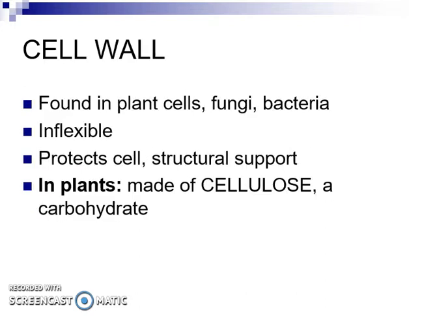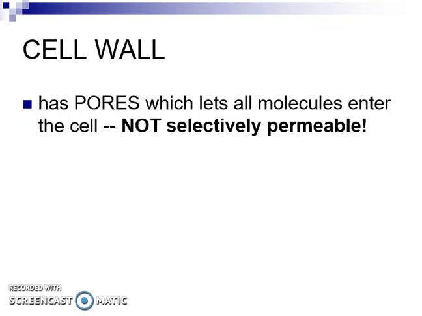Your cell wall is found in plant cells, fungi, and bacteria. It is inflexible, protects cells, and provides structure and support. In plants, it's made of cellulose, which is a type of carbohydrate. In addition, it has pores, which let molecules enter the cell, but it is not selectively permeable.